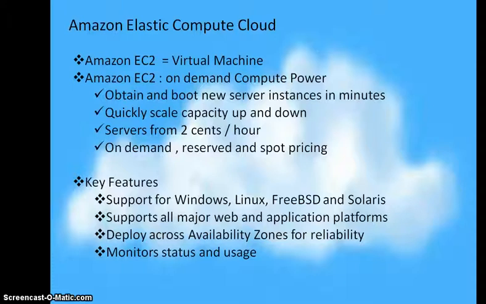Also, Amazon Elastic Compute Cloud supports different types of operating systems along with different versions, as well as different web and major application platforms. You can deploy Liferay, MongoDB, Hadoop, SAP on Amazon. Amazon has divided its architecture across regions and availability zones for reliability. You can also monitor the status of your EC2 instance as well as the usage and can track your billing.